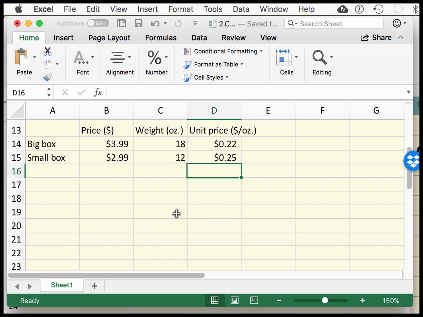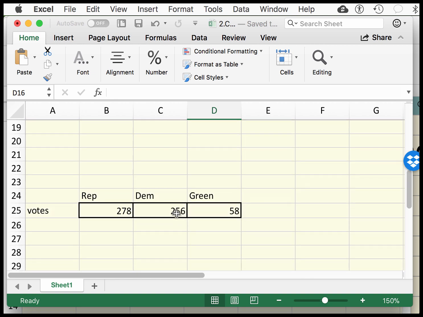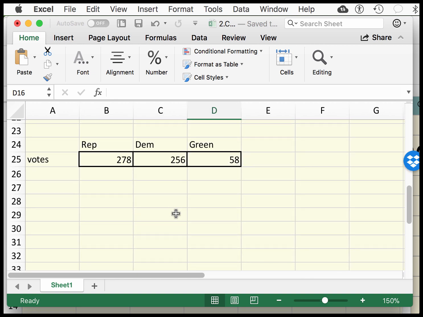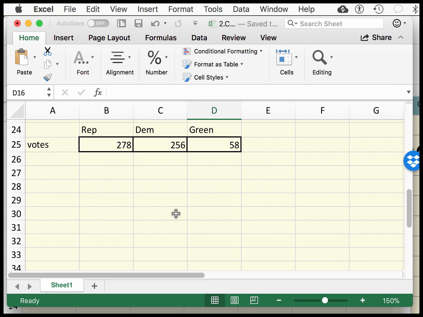Let's do another problem, this one involving percents. So here's a made-up election in which there were 3 candidates. The Republican candidate got 278 votes, the Democratic candidate got 256 votes, and the Green candidate got 58 votes. What percent of the vote did each candidate get?